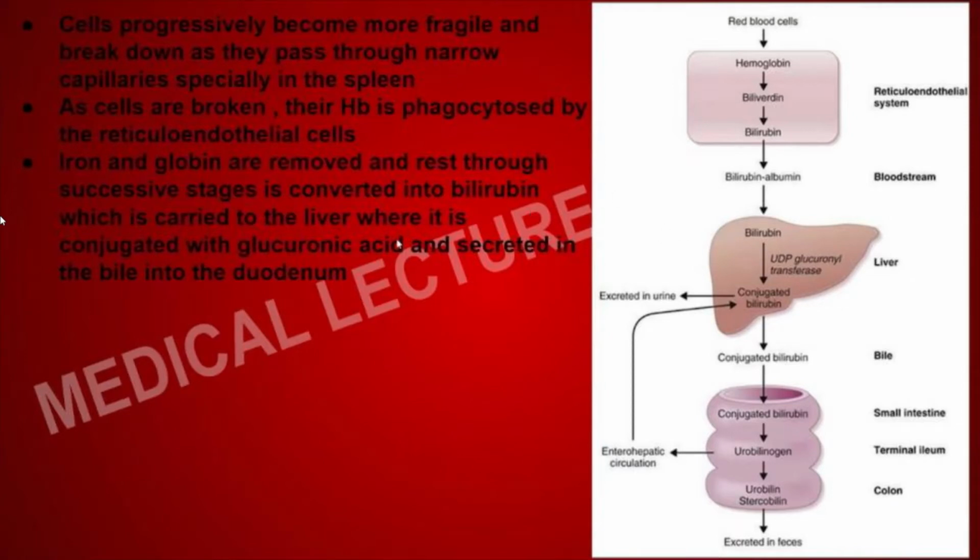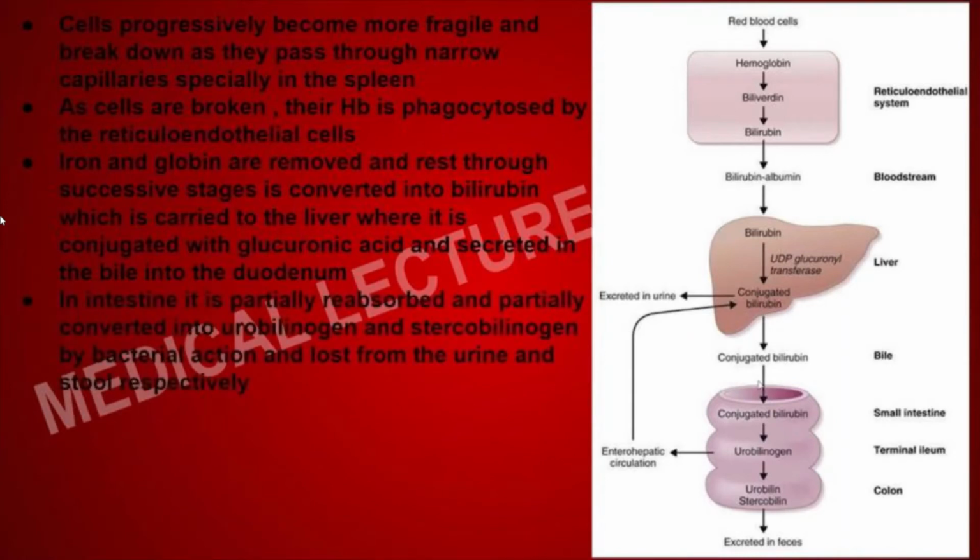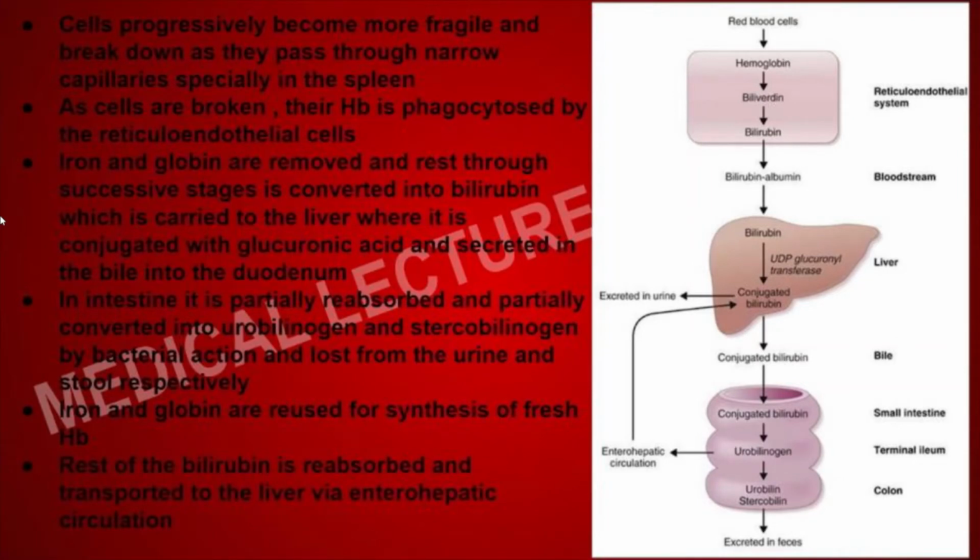Over here I told you all these steps, right? Conjugated in the liver with glucuronic acid and secreted into the bile, and then it goes into the small intestine. In the intestine, it is partially reabsorbed and partially converted into urobilinogen and stercobilinogen by bacterial action and lost from the urine and stool respectively. Iron and globin are reused for the synthesis of fresh hemoglobin. The rest of the bilirubin is reabsorbed and transported to the liver via the enterohepatic circulation.